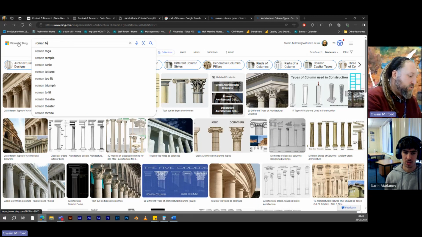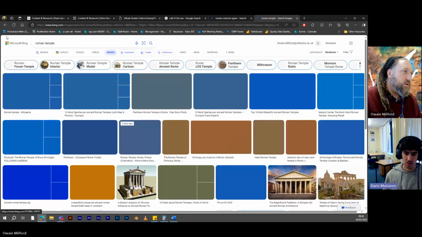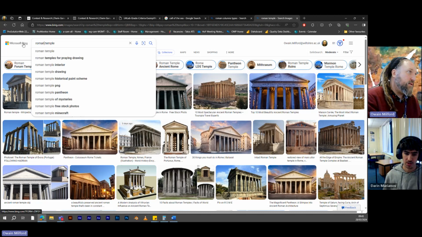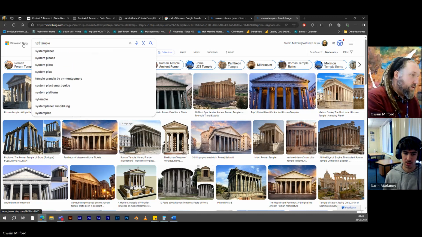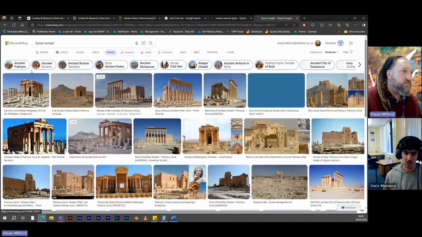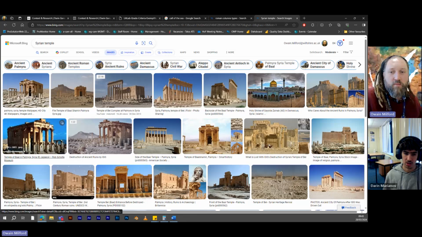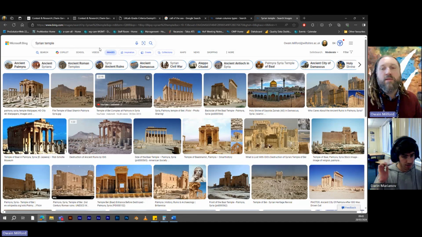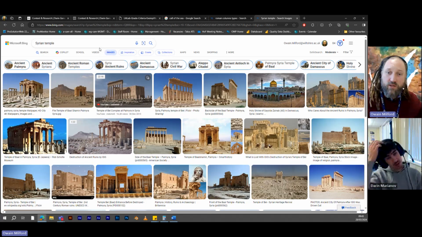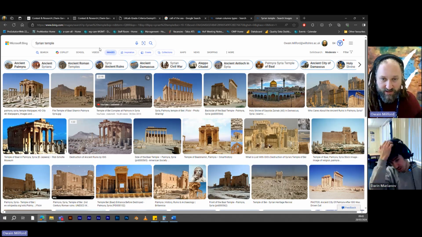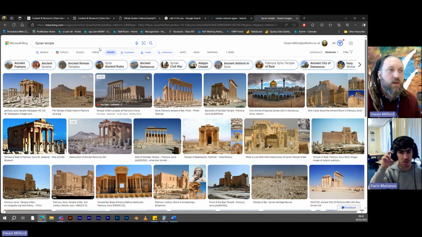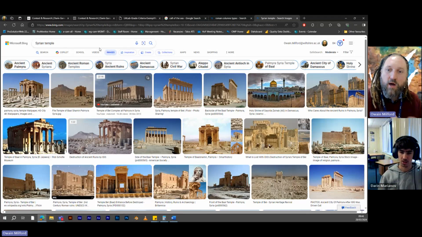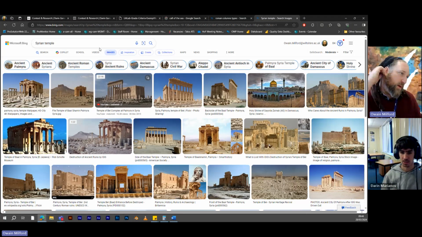if we type in Roman temple, yeah, we've got things like this, and then how does that differ from, let's say, a Syrian temple? So very similar, but slight differences. So I just think some of that research will help you because yours is environment design at its core, isn't it? That's the main thing.